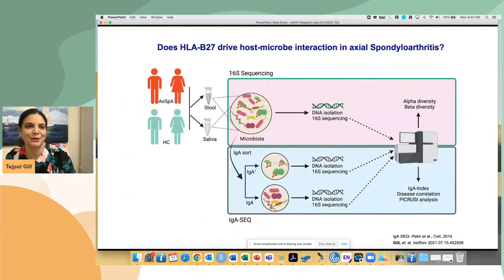Sorry, my slides moved. So what is the immunological relation of the microbiome with the disease? This is the direction that we've been going.